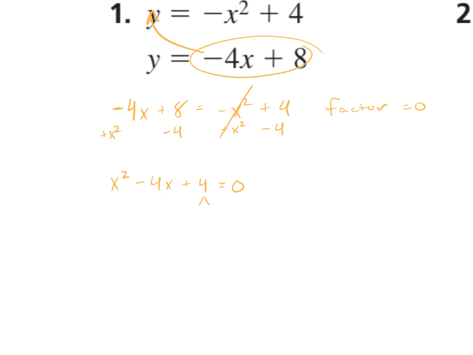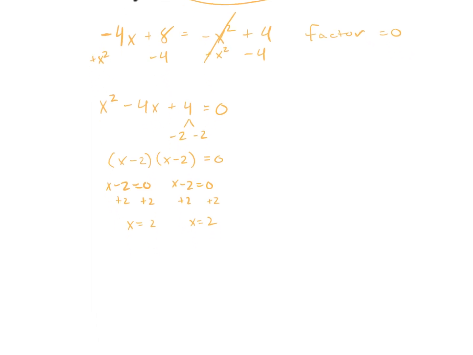We want to find two factors of 4 that add to negative 4, so that would be negative 2 and negative 2. So x minus 2 and x minus 2 is equal to 0. So x minus 2 is equal to 0, and x minus 2 is equal to 0. Add 2 to both sides, so x is equal to 2, and x is equal to 2. Because they're the same thing, you don't have to do it twice. So we would just use one of them. And we would want to plug it in.